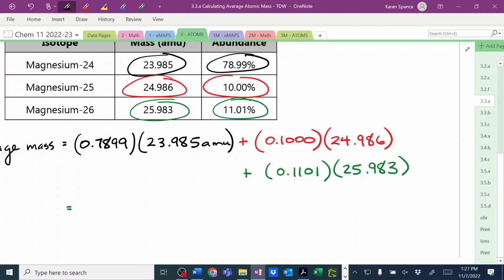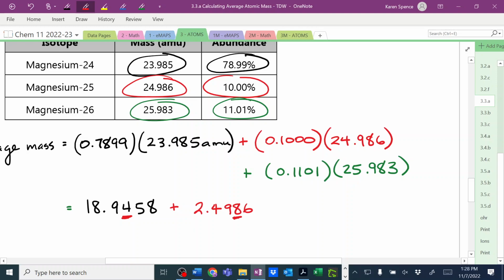So when we multiply our first one, 78% times 23 point whatever, we get 18.9458. 4 sig figs, so that's our uncertain digit. 0.1 times 24.986. So all we need to do there is move our decimal place over one. So that's going to be 2.4986. I like that kind of math. And that's 4 sig figs, so it's our third decimal place.